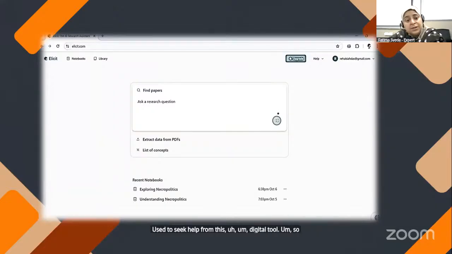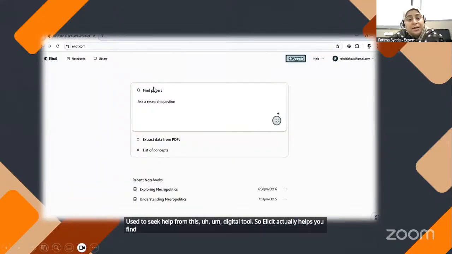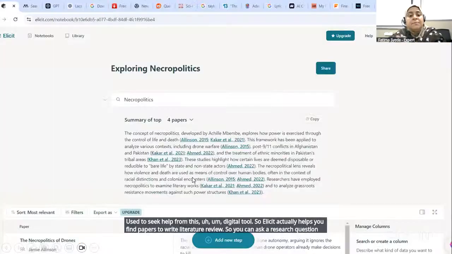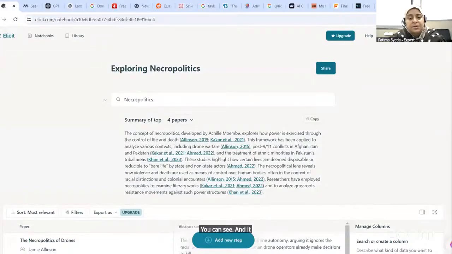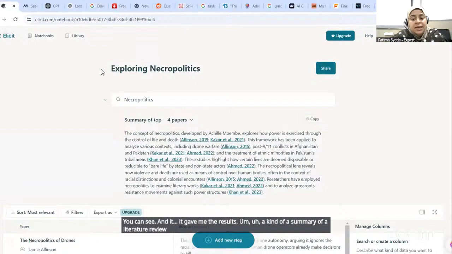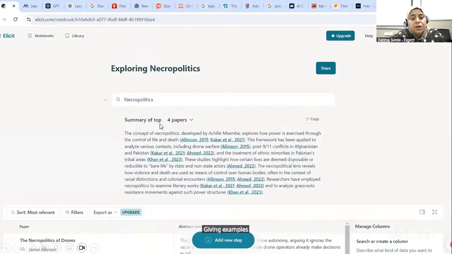So Elicit actually helps you find papers to write a literature review. You can ask a research question, or you can simply give it the topic. I gave it the topic necropolitics, you can see, and it gave me the results, a kind of summary of a literature review it produced for me, giving examples from the top 4 research papers.